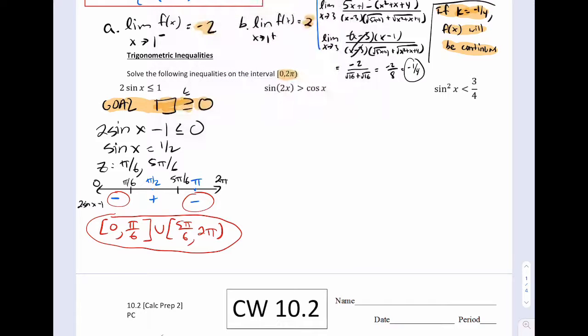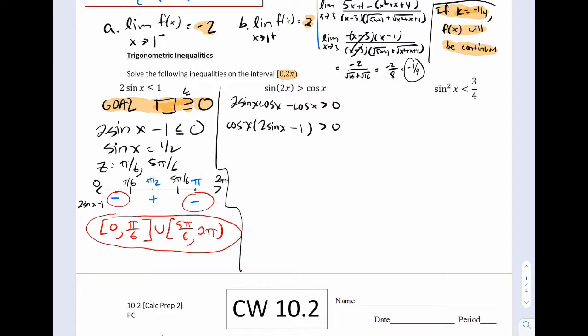Next one. Now we're going to be using some identities. So you have to know sine 2x. That's just 2 sine x cosine x. And let's move the cosine x over. So that's cosine x, and then you have a 0 now. We're going to factor. So cosine x, and then 2 sine x minus 1.